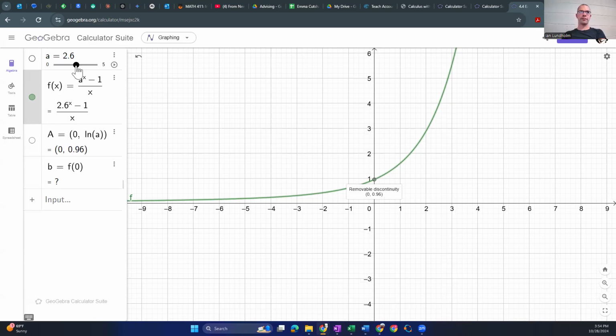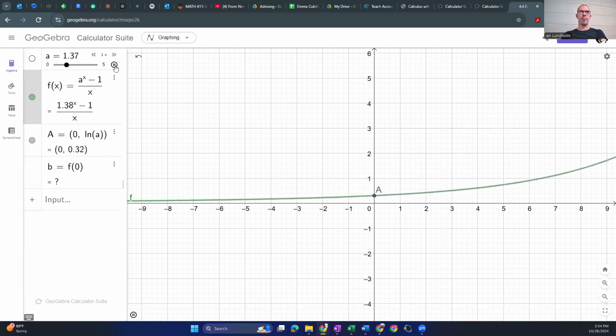the natural log of a. But if I fill in this discontinuity with the point 0, natural log of a, notice that it fits right in. And no matter what I change a to, as long as a is a positive number, we don't want to be throwing negative numbers into the natural log function.